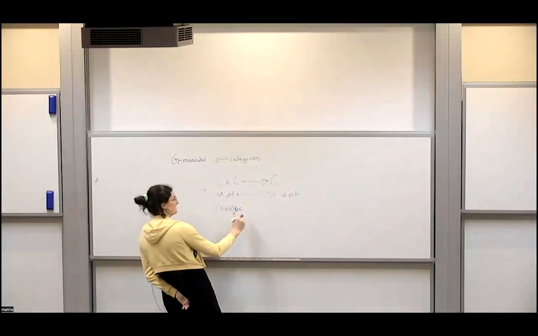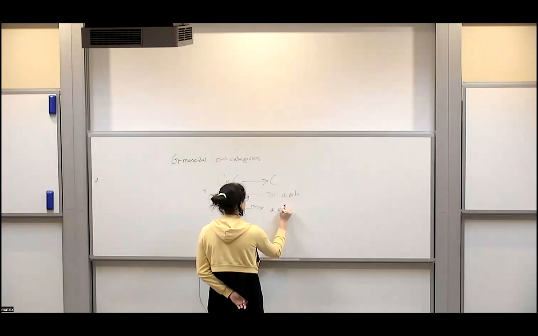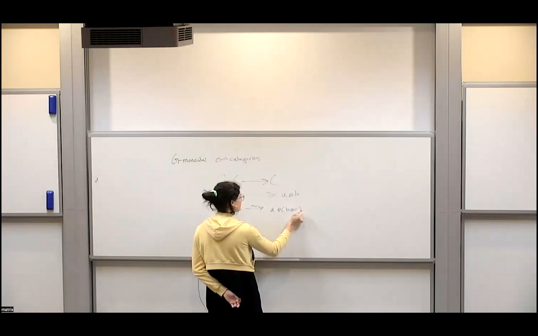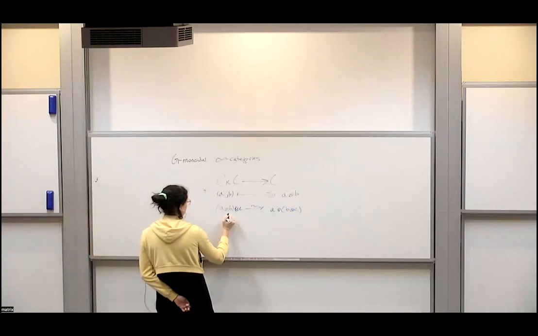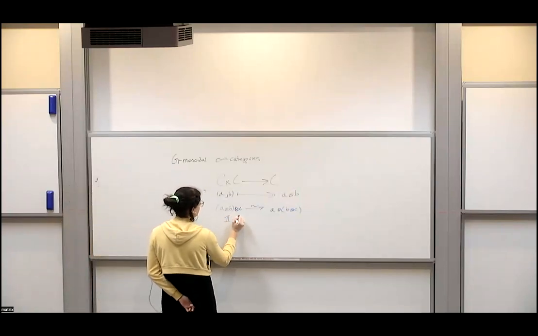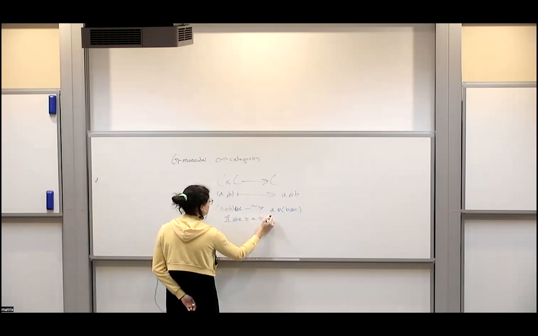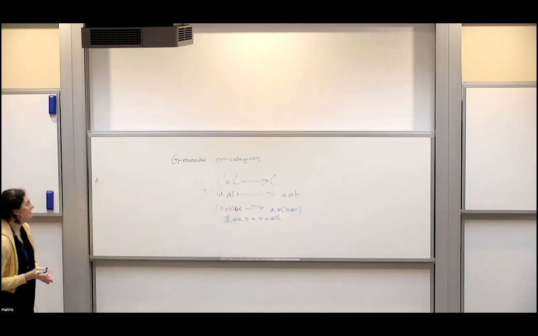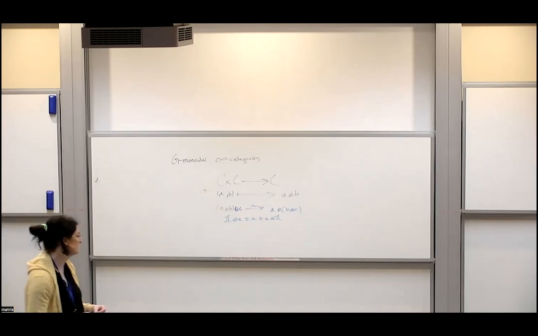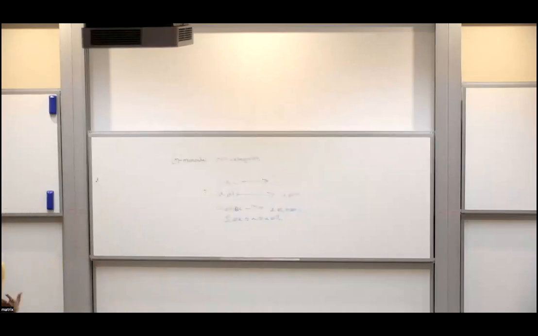A tensor B tensor C should be isomorphic to A tensor B tensor C. And similarly, we should have some sort of unit object, which I'm going to denote as 1 like this. And 1 tensor A should be isomorphic to A, should be isomorphic to A tensor 1. So the idea of a G-monoidal category is like, in the same sense that I have this weak associativity and unitality here, we want some notion of weak commutativity.